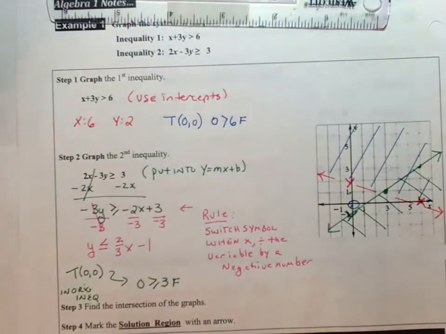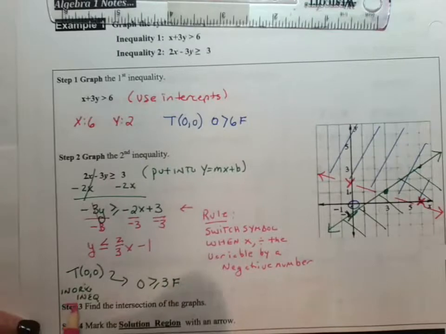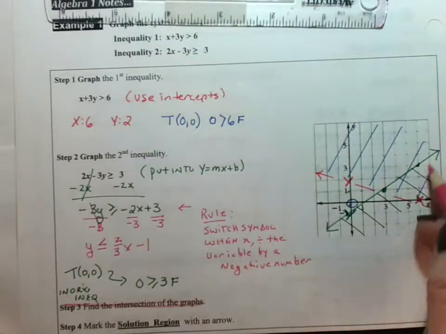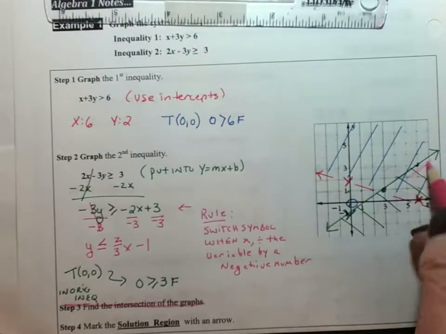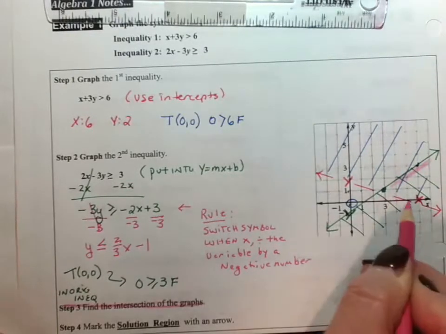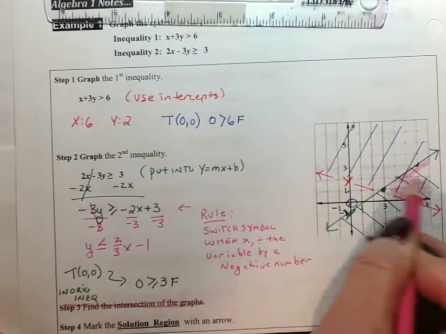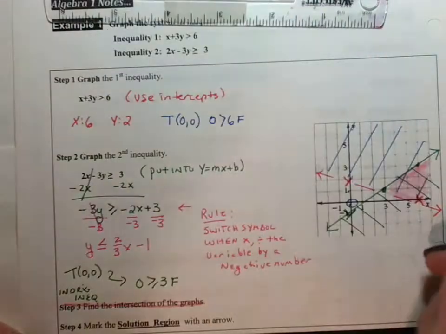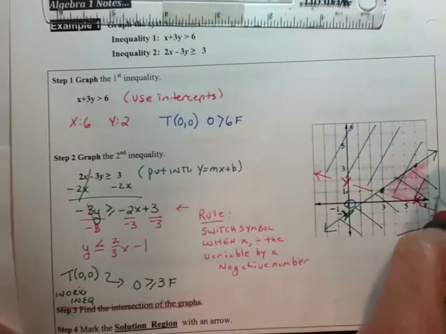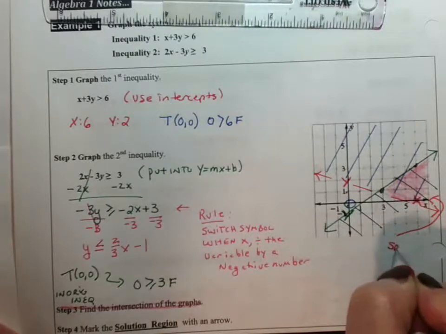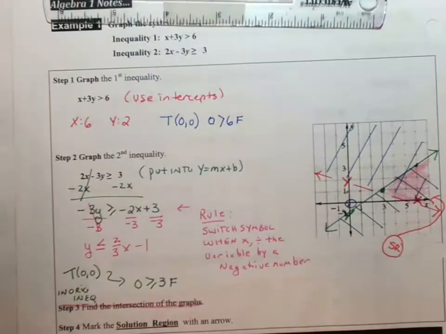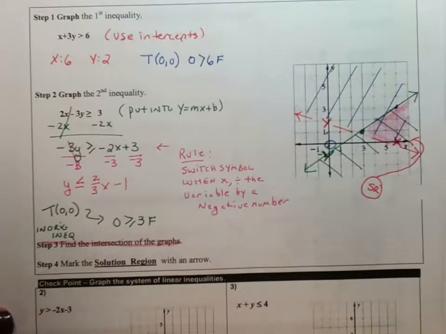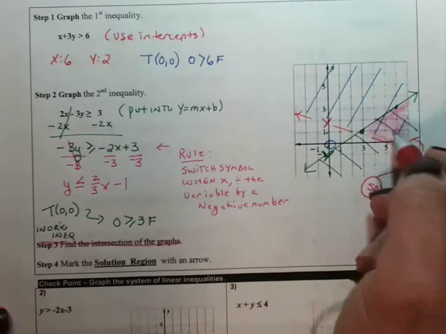So now I want to find the intersection of the graphs. And the intersection of the graphs are where the two areas overlap. And so I use my pencil and I shade that in. And then I mark that with solution region. Okay, so that area is the solution region.